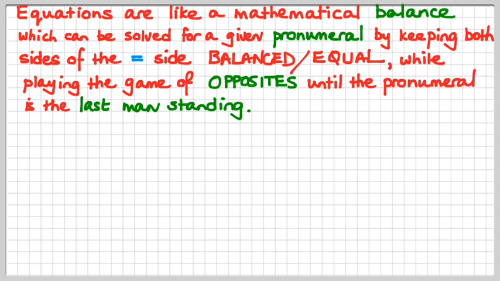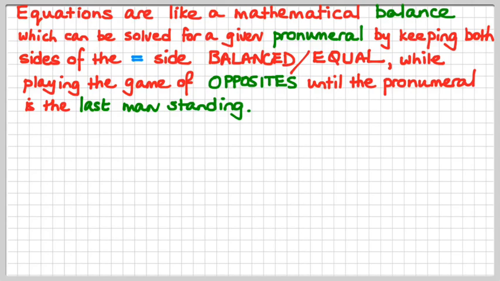You remember those old-fashioned scales with the fulcrum in the middle, where one side hangs down from the left and the other side hangs down from the right, where you can put all the weights on them. Yes, well, that's what I mean, like a mathematical scales of justice, if you like, or a balance, which can be used to solve for a given pronumeral. We're trying to find the value of a certain pronumeral by keeping both sides of the equals, or the balance, or the scales, balanced or equal.